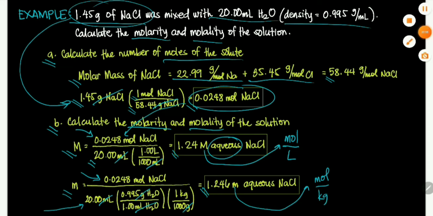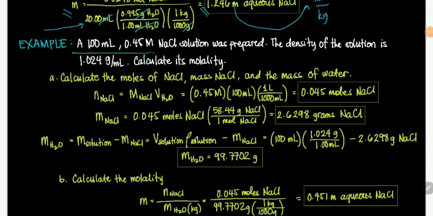Okay? So for the next example, a 100 ml 0.45 molar sodium chloride solution was prepared. The density of the solution is 1.024 grams per ml. So calculate its molality. So from molar, ika-calculate natin yung molal. Okay? So for the first step, calculate the number of moles of sodium chloride, tapos yung mass ng sodium chloride, and then the mass of water.